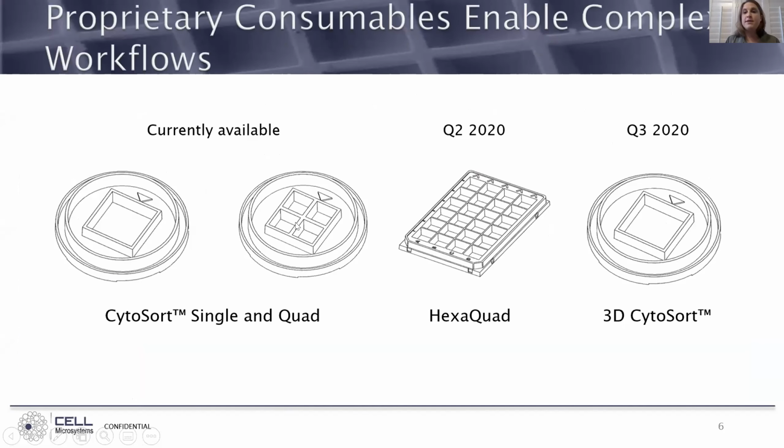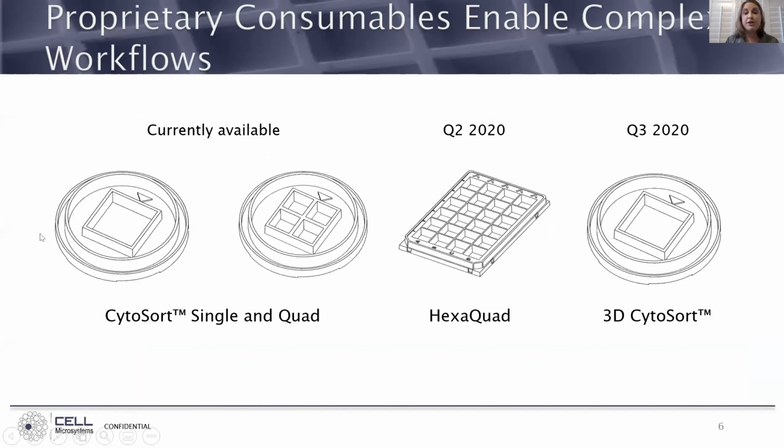The consumable comes in several different formats. It's currently commercially available in the CytoSort single format, shown here on the left. That consists of a single microwell, a single reservoir, which contains anywhere between 10,000 and 40,000 microwells, depending on the size. It also comes in the quad format, which has 4 independent reservoirs, and each reservoir has between 1,600 and 4,000 microwells, depending on the format.